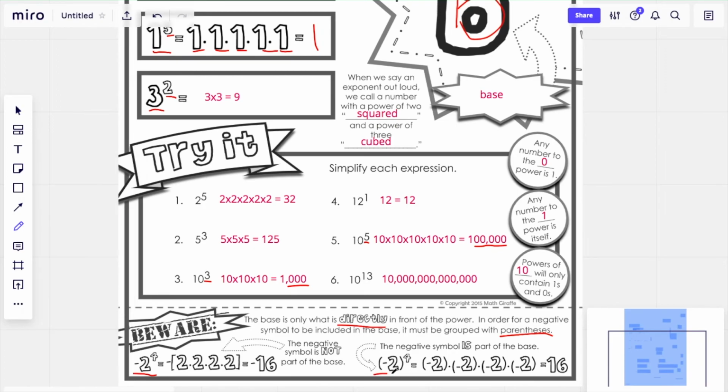Now if we have negative 2 in parentheses to the power of 4, then we're multiplying that base number, negative 2, times itself 4 times. And that changes whether our answer is positive or negative. In this case, it becomes positive.